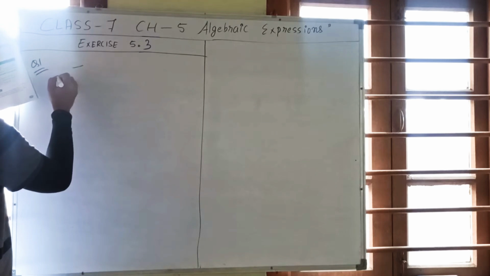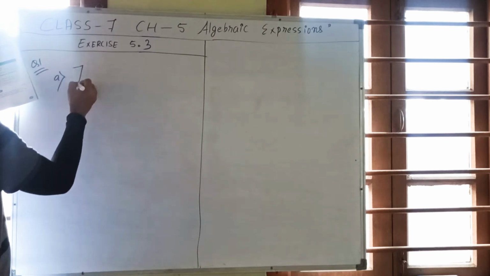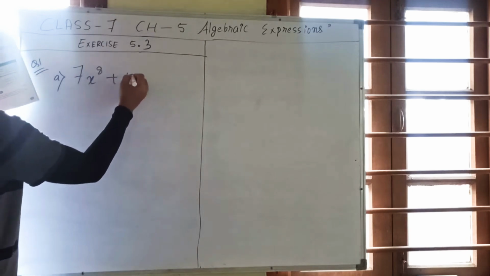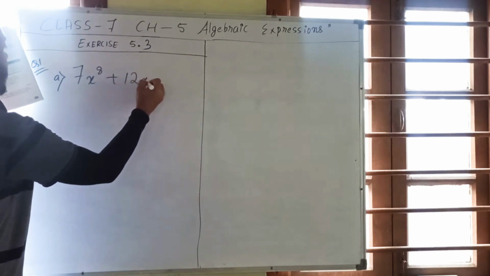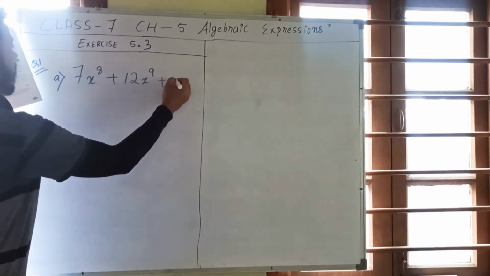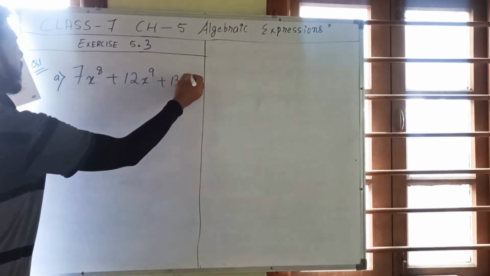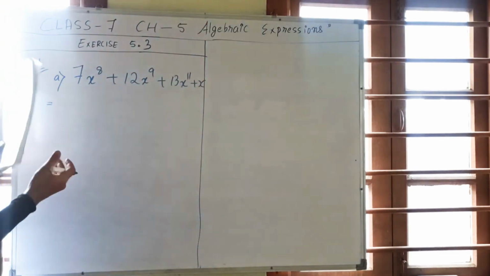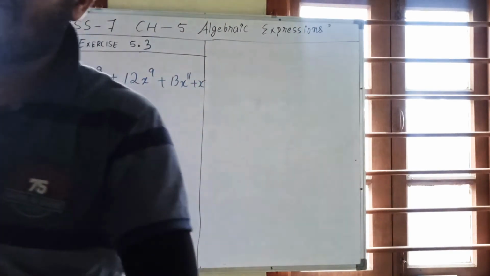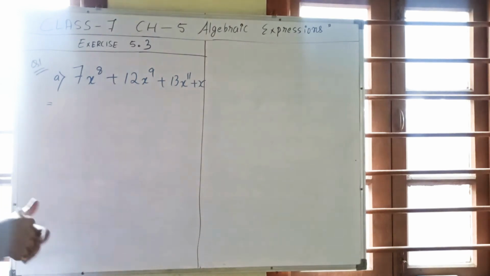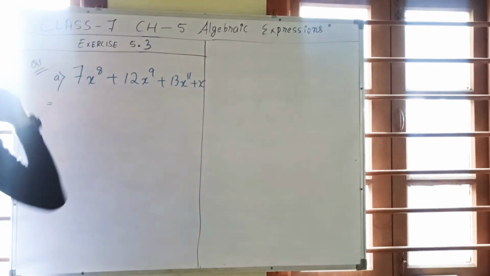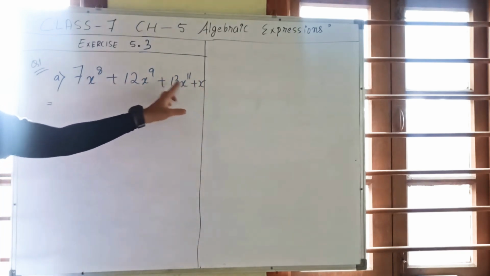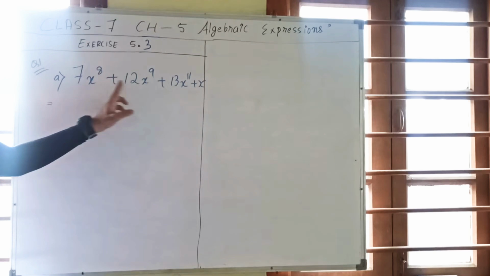Question number 1a. The question is 7x to the power 8 plus 12x to the power 9 plus 13x to the power 11 plus x. So here you have to find the degree. How do we find the degree and what does degree mean? First you find all of the terms, which have a coefficient and the variable x, x, x, x.